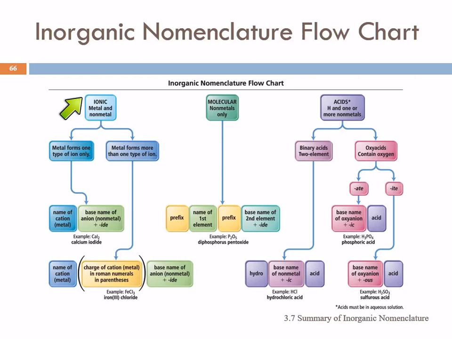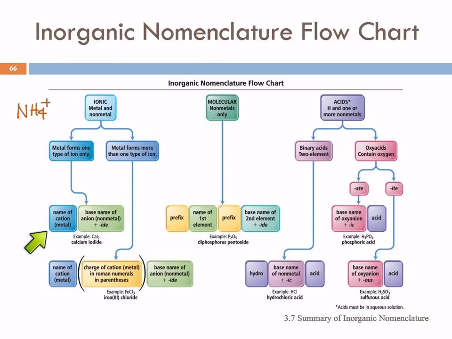So ionic compounds, it's going to contain a metal and a nonmetal. The one exception is the ammonium ion. If you see something that starts with NH4, it's going to be ionic. And then here's a summary of the rules here.